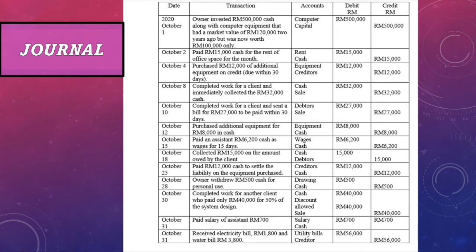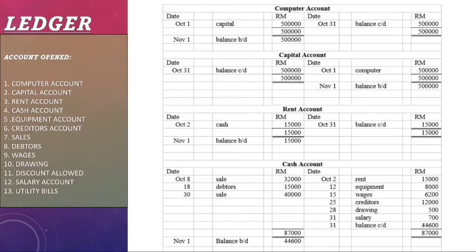October 31, account utility bills, credit, debit 5,600 for electricity bill 1,800 and water bill 3,800. I'm going to present about the ledger.